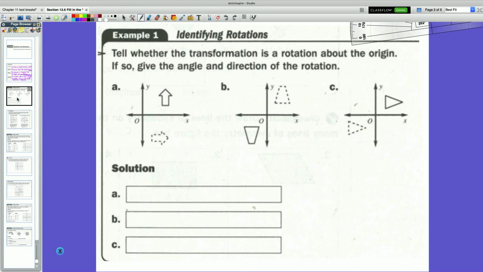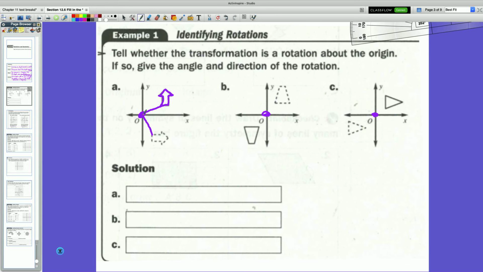Okay? So example 1. Tell whether the transformation is a rotation about the origin. So it's saying, are we spinning it around this point, right? Around 0, 0. If so, give the angle and direction of the rotation. Right? So if we look at A, it's clearly being rotated. However, if I were to rotate this about the origin, then what I want you to do is connect this point of it with the origin. And then the matching point would be this point right here. Connect that with the origin.